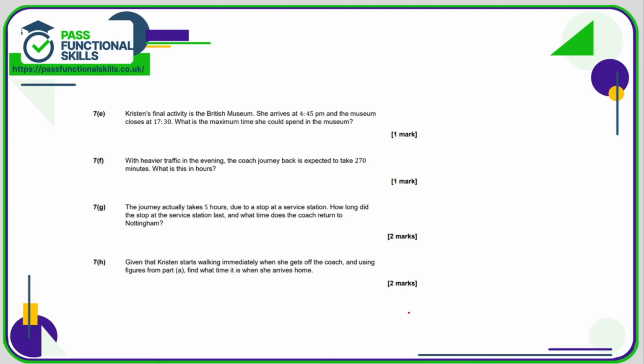Part E. Kristen's final activity is the British Museum. She arrives at 4:45 and the museum closes at 17:30. What's the maximum time she could spend in the museum? Well, 4:45 until, maybe it's slightly confusing because we've got 24-hour clock here and 12-hour clock here, but maybe 17:30, turn that into 5:30 if that confuses you. It's 15 minutes from 4:45 until 5, and then 30 minutes from 5 until 5:30, so 15 plus 30, that's 45 minutes.